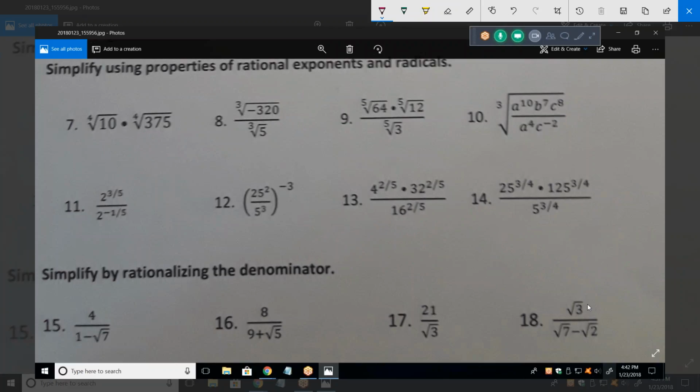Number 11. Same base, different exponents. You're dividing the bases. So 2 to the 4/5. There you go. 2 to the 4/5 power. Okay. How about number 12?